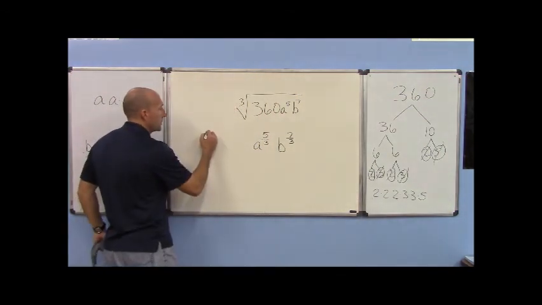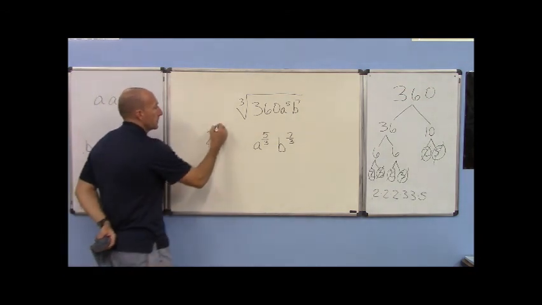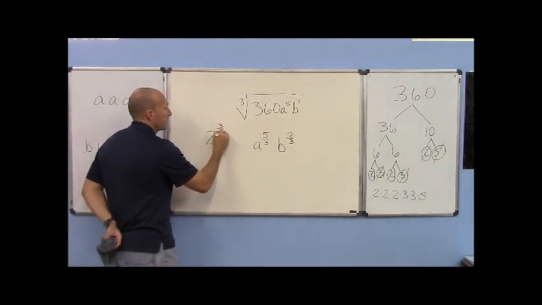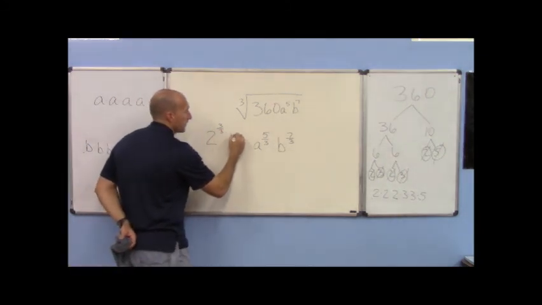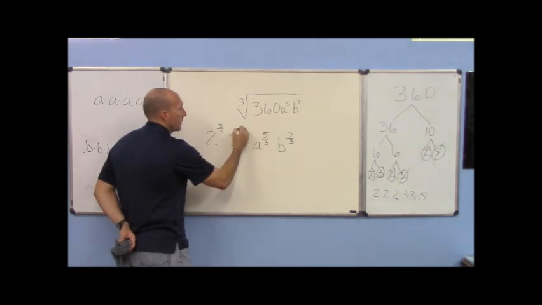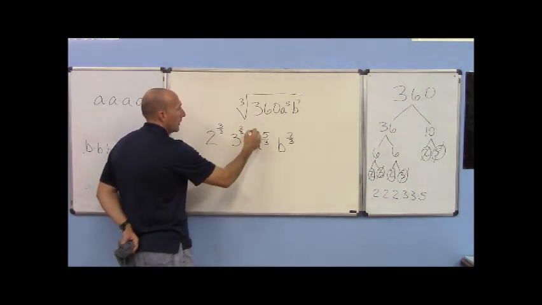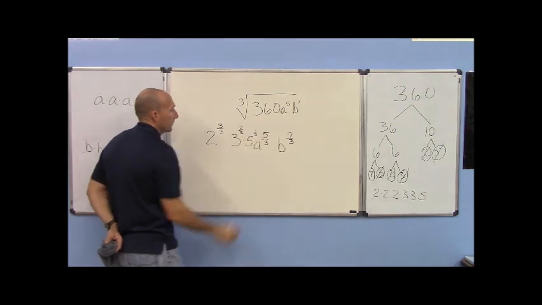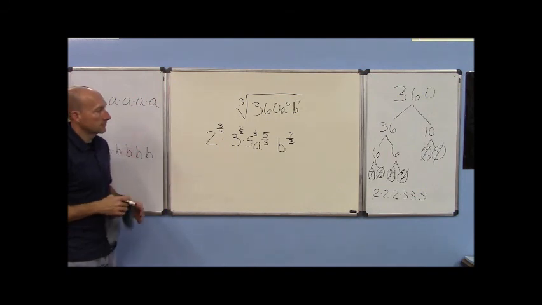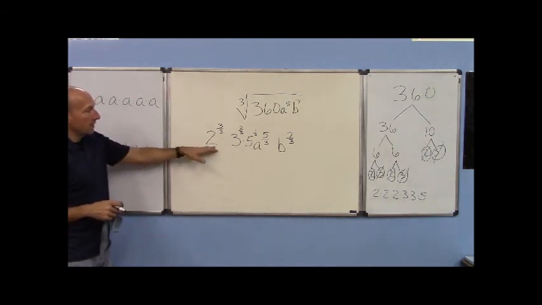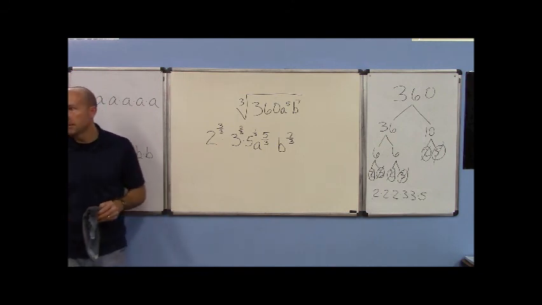If we have our 2's, how many of them do we have? 3. 3/3. What about our 3's? We have 2, so that's 2/3. And our 5's, we have 1/3. So what about this guy right here? 2 to the power of 3/3.